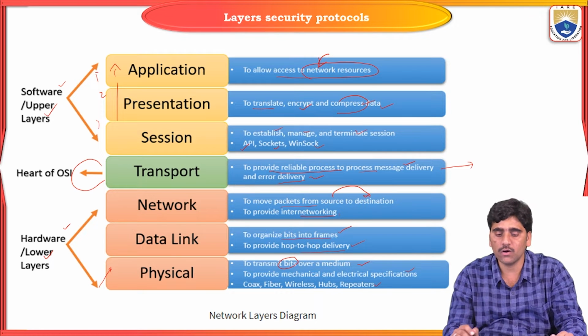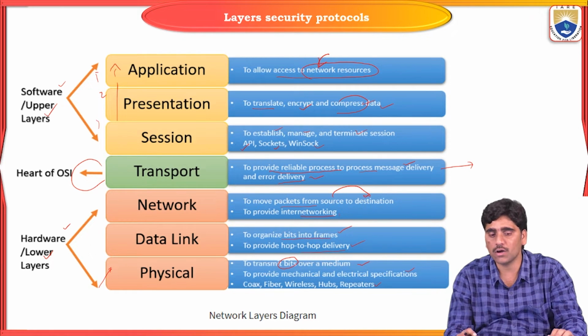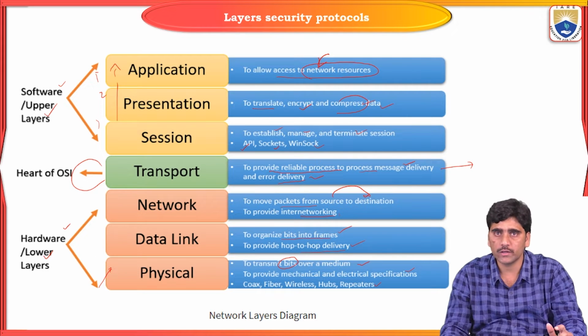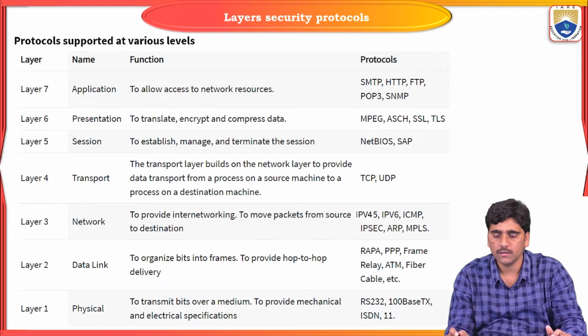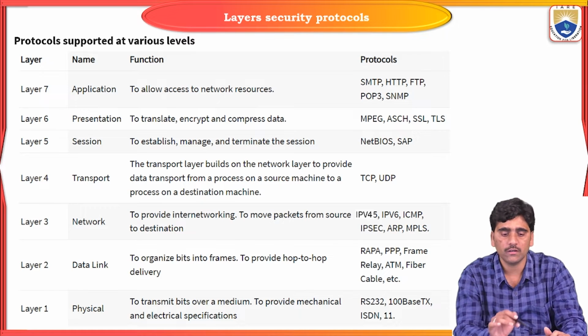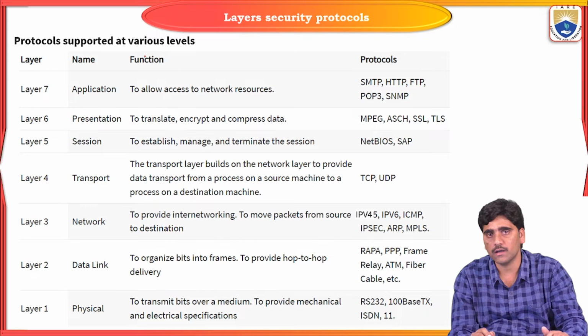So these are the functionalities of each and every layer in the Open System Interconnection layers, or OSI layers. Each and every layer has its own functionalities. Now we can see all the different types of protocols for each and every layer. So here are the protocols supported at various levels.